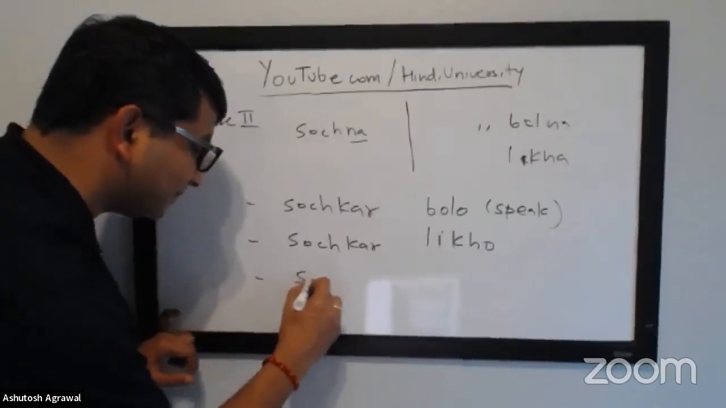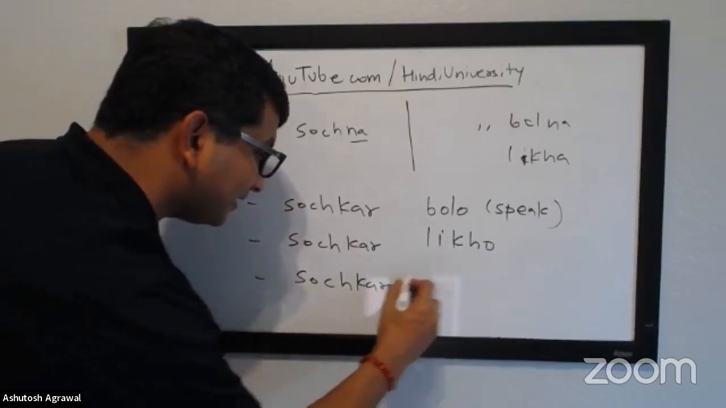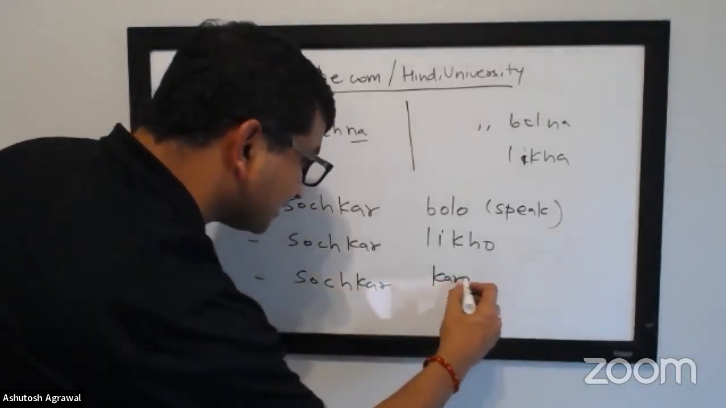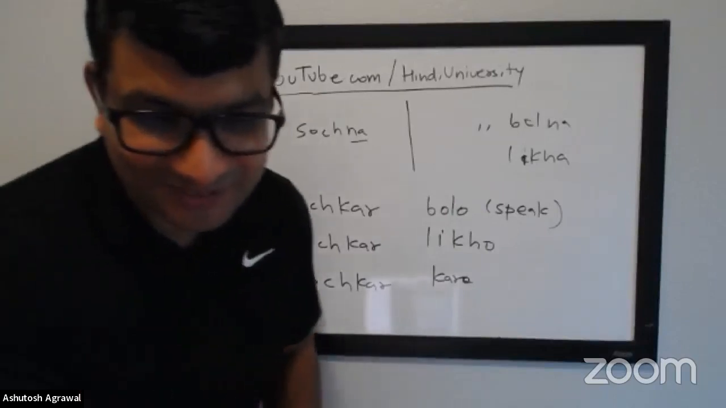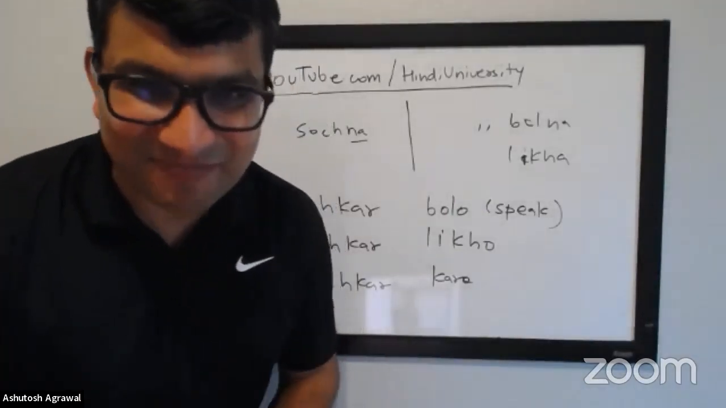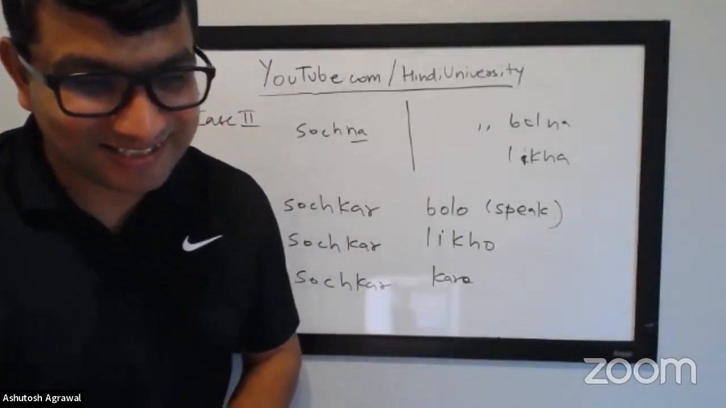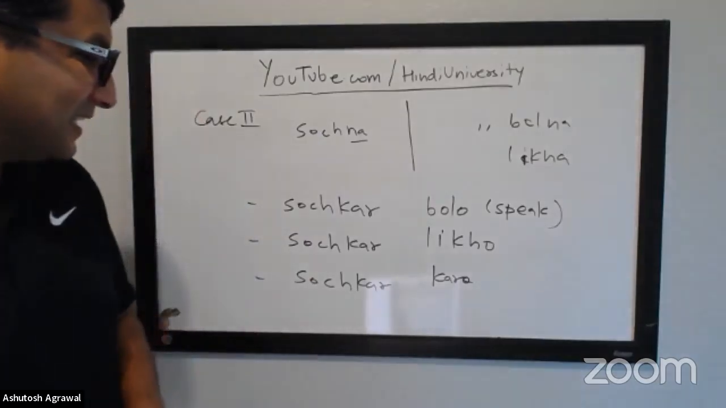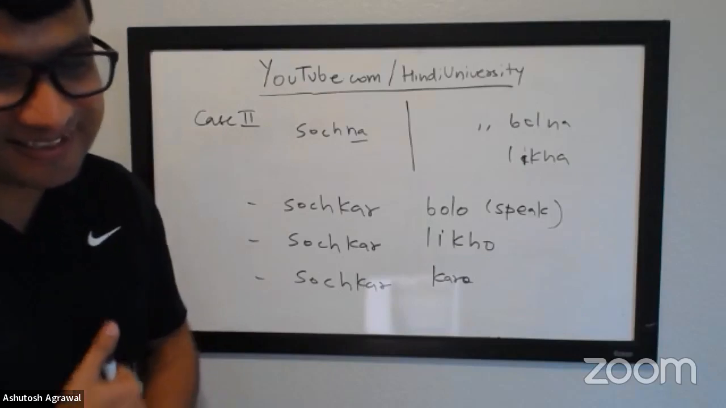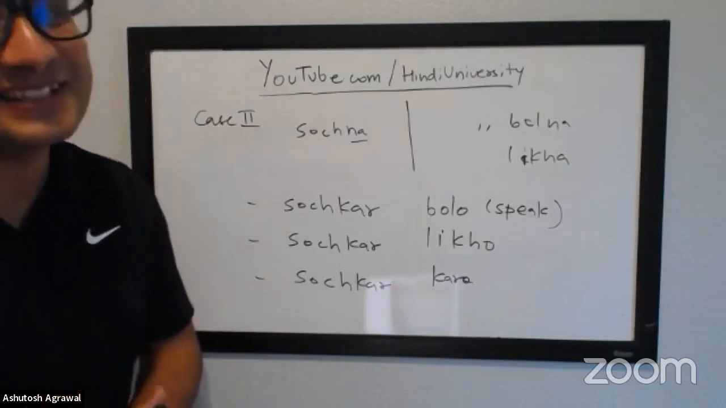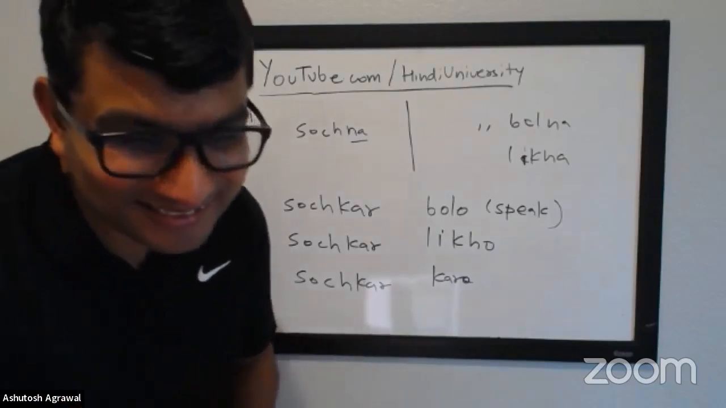Sochkar karo, sochkar karo. Okay. Which means think before you do it. Think, awesome, and then do. Yes, Mita ji. Did you say Anita or Mita? Mita ji. Mita.